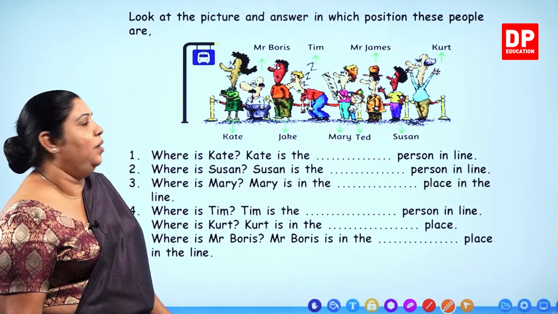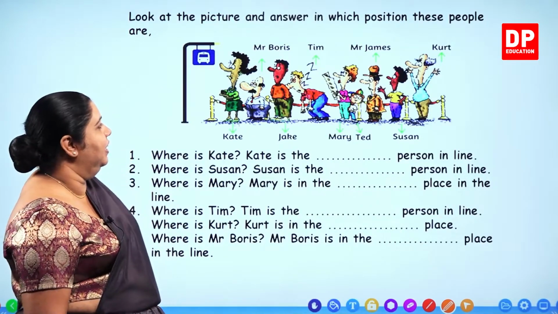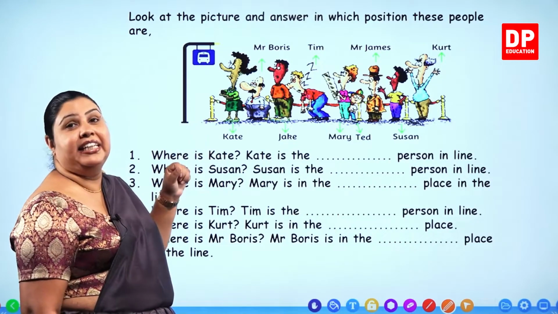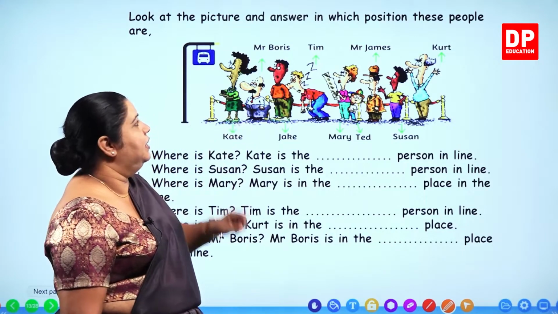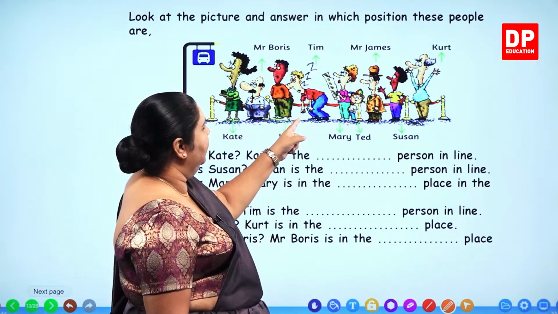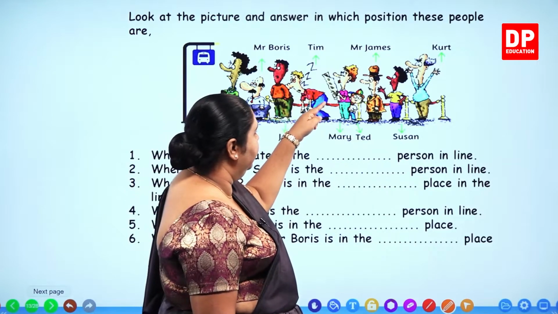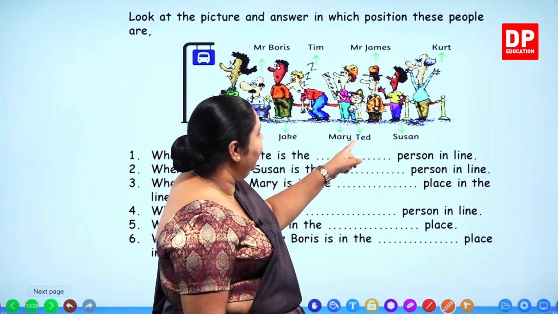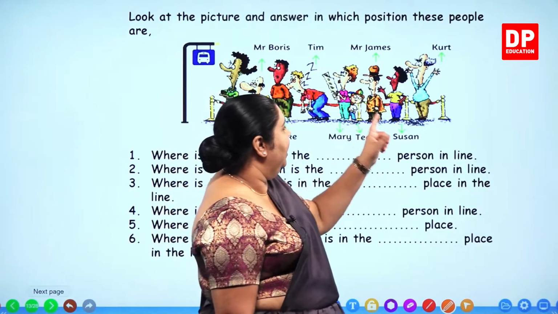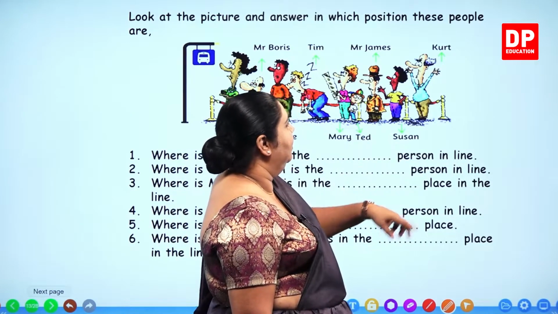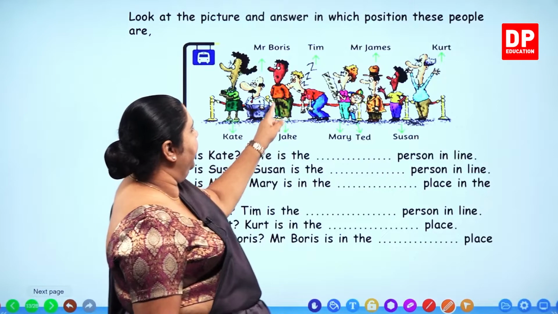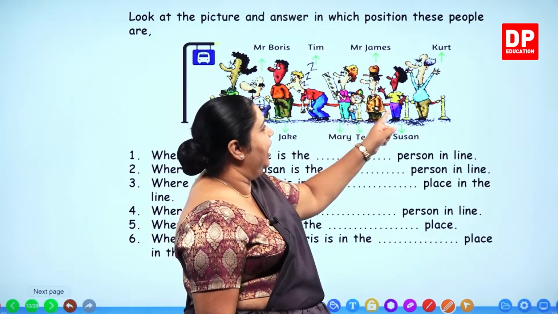Oh, now we have another set of people here. Okay, look at the picture. They are so funny. Isn't that so? Right. Now, who are they? First is Kate. Second, Mr. Boris. Third, Jake. Fourth, Tim. Fifth, Mary. Sixth, Ted. Seventh, Mr. James. Eighth, Susan. And ninth is Kurt.